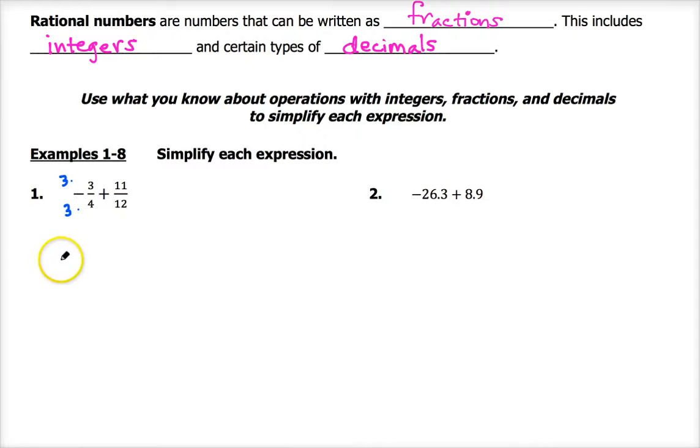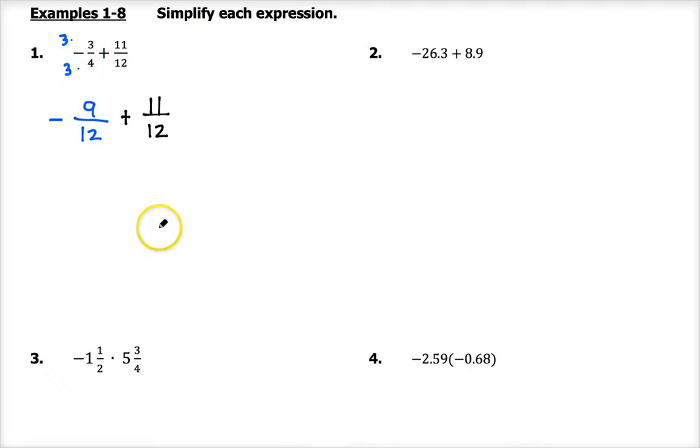And if you do that, you get a 9 over 12, but remember this was a negative 3/4, so you should put that negative sign in front of the 9/12. So this becomes negative 9/12 plus 11/12. When you add and subtract fractions, once the denominators are common, you keep the denominator the same. So we're going to write this as one big fraction with 12 as the denominator.